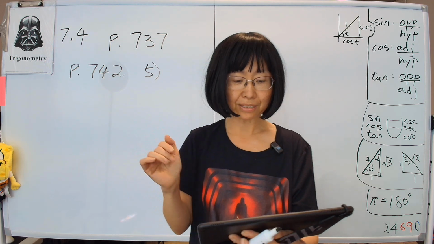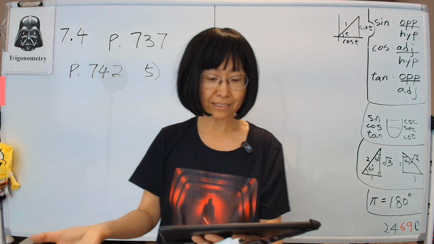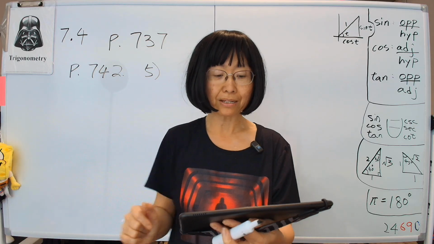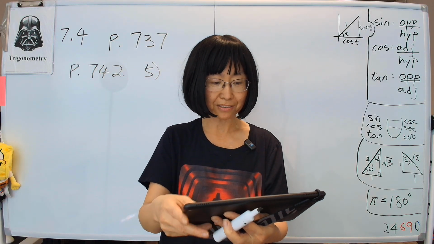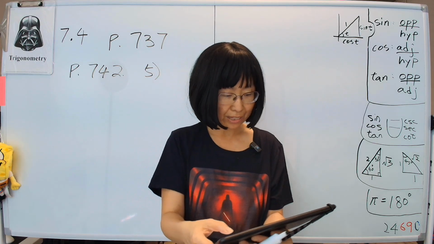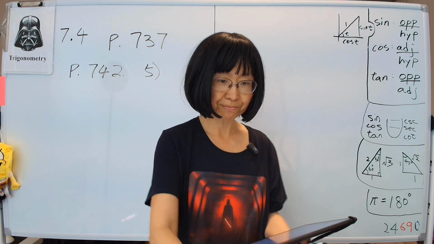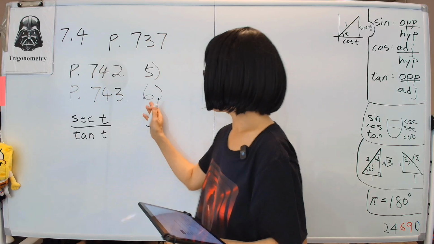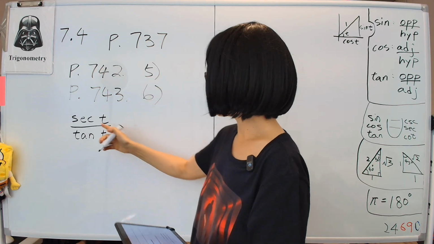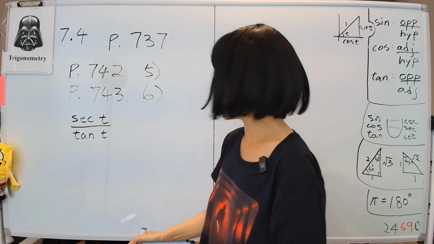Okay, and that is what it says, except it rationalized the denominator by multiplying a square root of 3 on top and bottom, but otherwise it is the correct answer. So that's that. So next, let's look at example 6 on the following page. Now, example 6 on page 743 says we need to simplify secant over tangent.